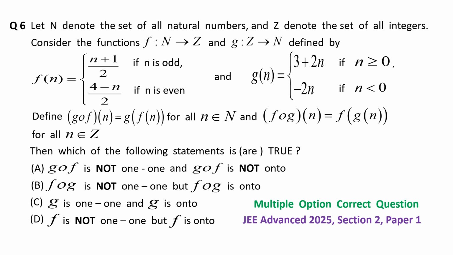The first option is g of f is not 1-1 and g of f is not onto. The second option is f of g is not 1-1 but f of g is onto. The third option is g is 1-1 and g is onto. And the last option is f is not 1-1 but f is onto. Now students, basically in this question, we have to check the 1-1 and onto nature of 4 functions. And they are f, g, f of g and g of f. Now let's move towards the solution of this question.